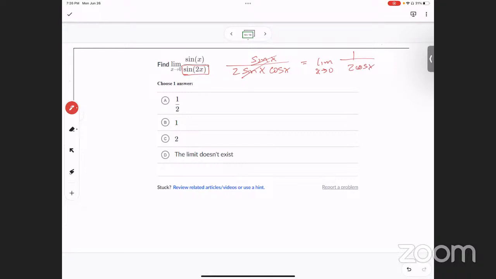And what's the cosine of 0? Cosine of 0 is the x coordinate of the unit circle, right? So the cosine of 0 is 1. Is that right? Yeah. So it's just 1/2. So the limit for that would just be 1/2. That's how I would do it. There might be other ways to do it, but that's how I would have done that one.